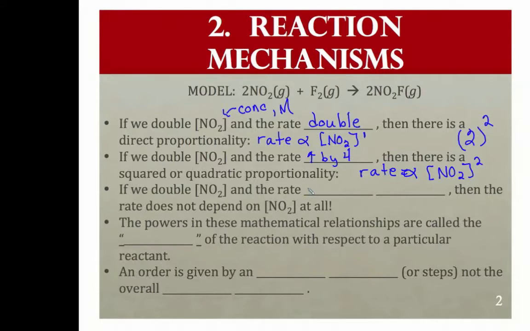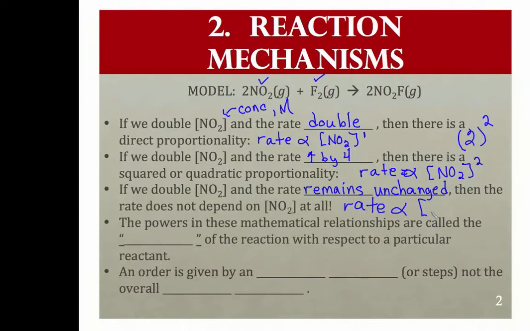If we double NO2, and this is interesting, if we do that and the rate remains unchanged, then what we can say is that the rate indeed does not even depend upon our NO2 concentration. And that's where mechanisms help you understand that early on in the game. How is it that a substance could show up as a reactant but not impact the rate? That's a pretty critical answer that we want to move towards.